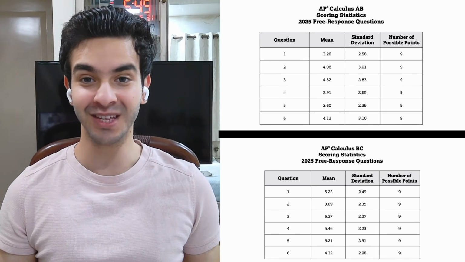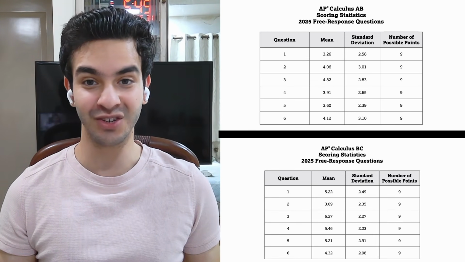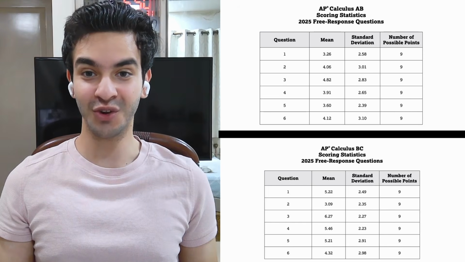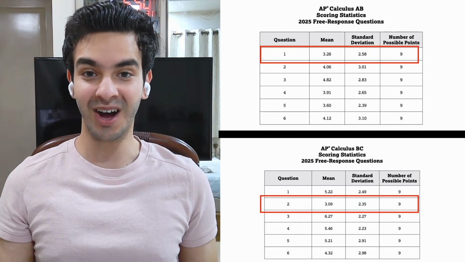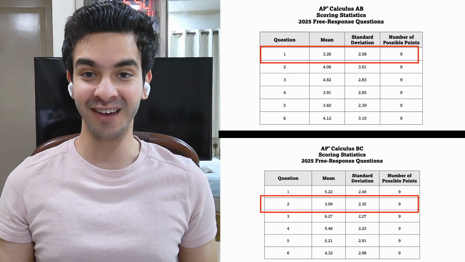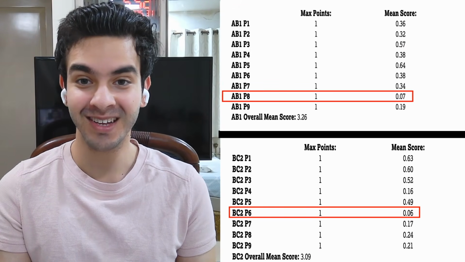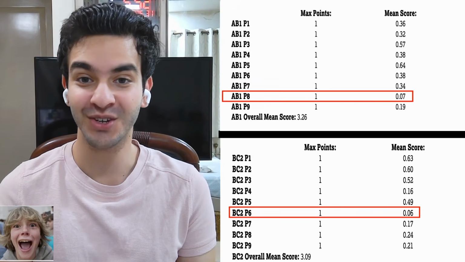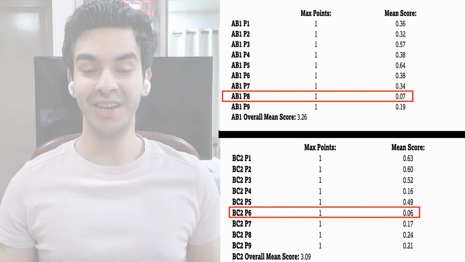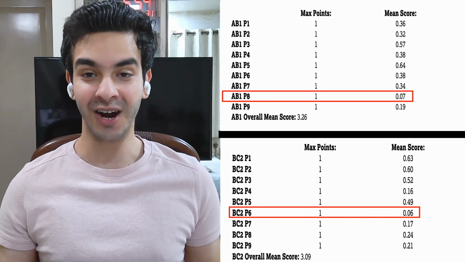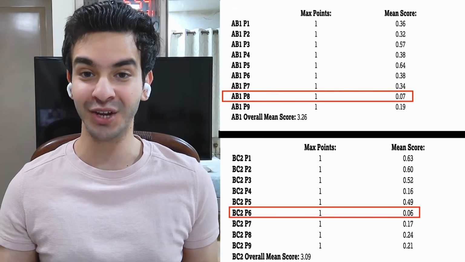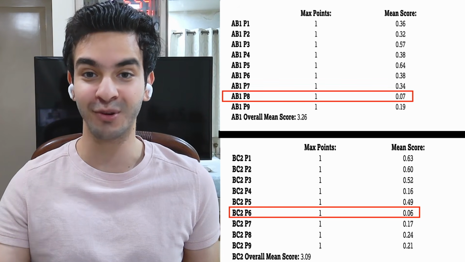The College Board actually releases the average score students got for each question. In both courses, for the question with the lowest score, students got approximately 35%. And in the hardest part of each question, students got 6 and 7%. The hardest part in both courses are actually very similar, and we're going to go through a method that just makes it super simple to solve.